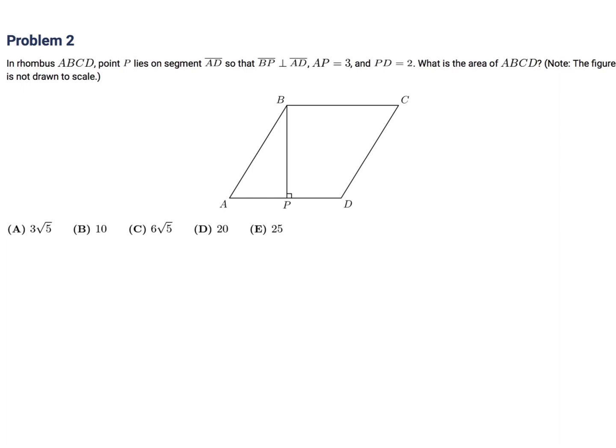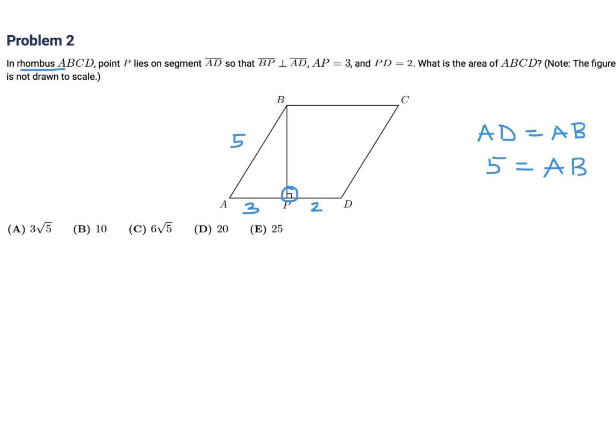In rhombus ABCD, point P lies on AD so that BP is perpendicular to AD. AP is 3, PD is 2. What is the area of ABCD? So it's a rhombus, right? Because it's a rhombus, we know that the sides are going to be equal. So for example, AD equals AB. They told me AP is 3 and PD is 2, so that means AD is 5, so that means AB is 5. So there you go, put a 5 there.